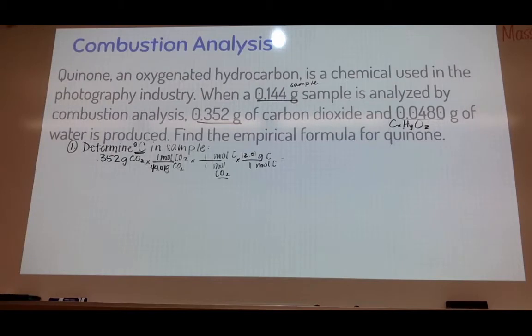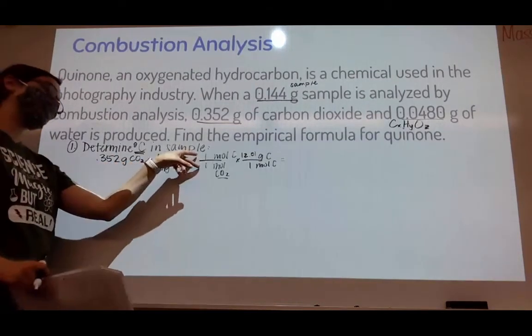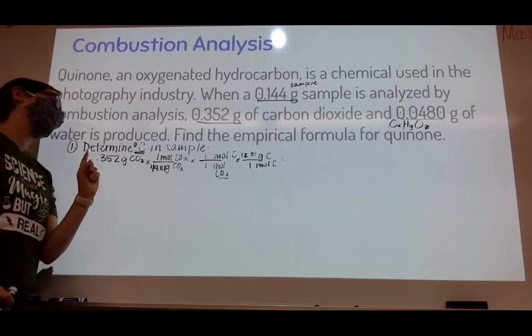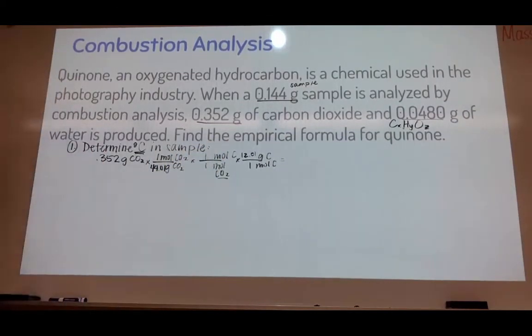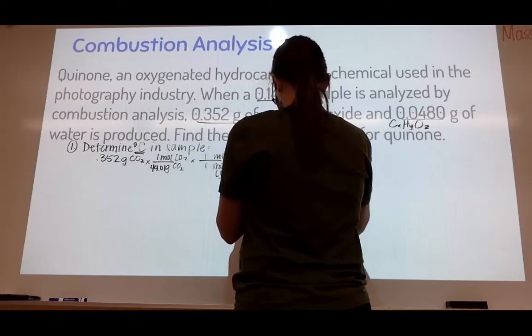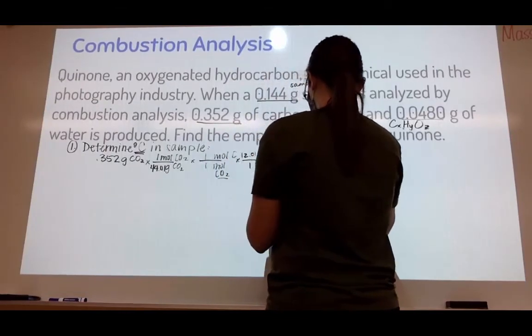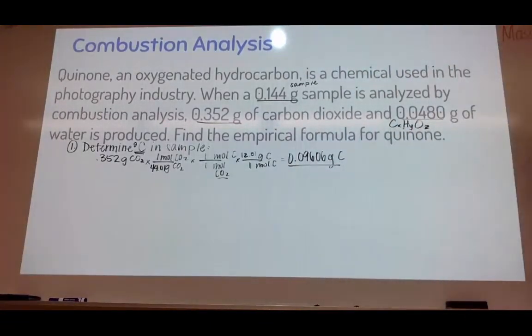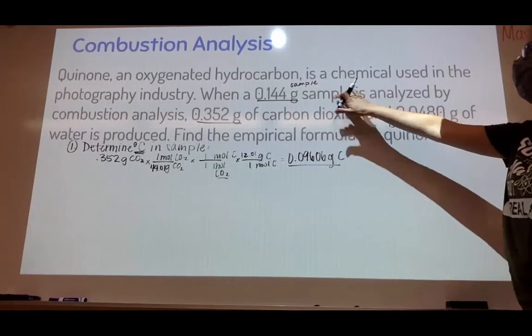Now this works like this is a 1-to-1, so if you forgot this, it wouldn't actually hurt you. But that's only for CO2, because for H2O it's not going to be the same. So I can take 0.352, multiply by 12.01, divide by 44.01, and I got 0.09606 grams of carbon. So there is my grams of carbon that came from this sample.